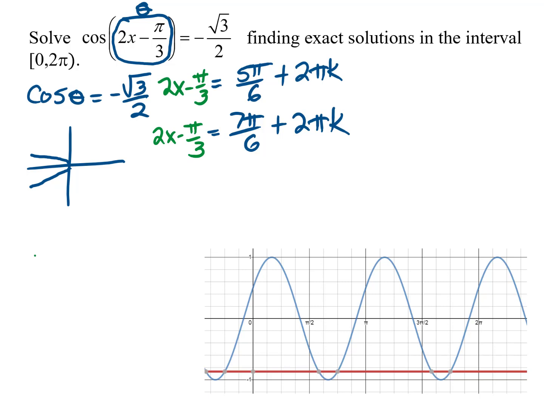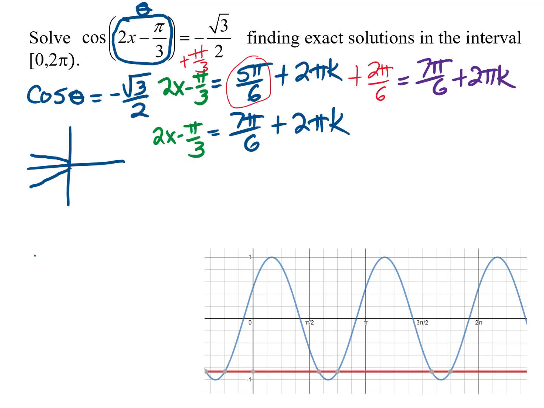Now I want to do the algebra to solve for x. So I'm going to add pi thirds to both sides. Instead of writing pi thirds, I'm going to write plus 2 pi sixths, make the pi thirds into 6ths, so I can combine it with the 5 pi sixths. And so that will make this side 7 pi sixths plus 2 pi k.